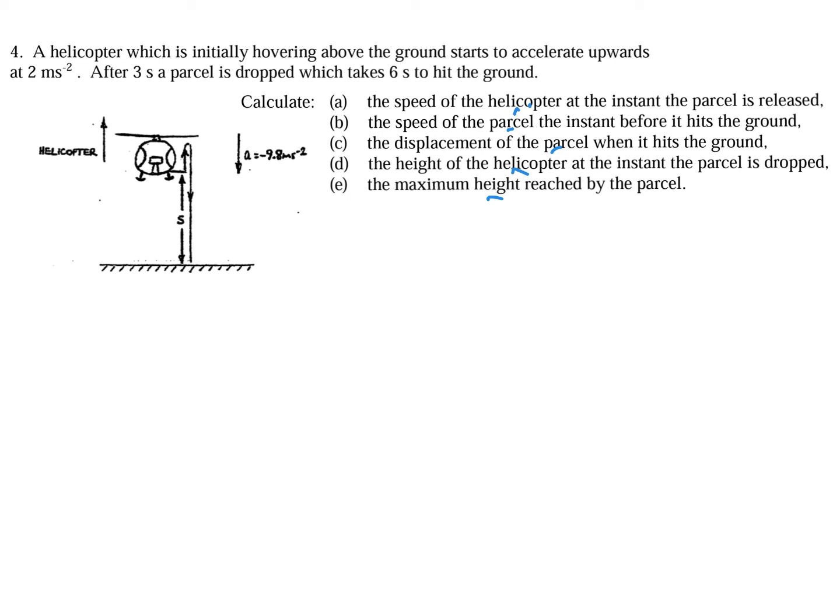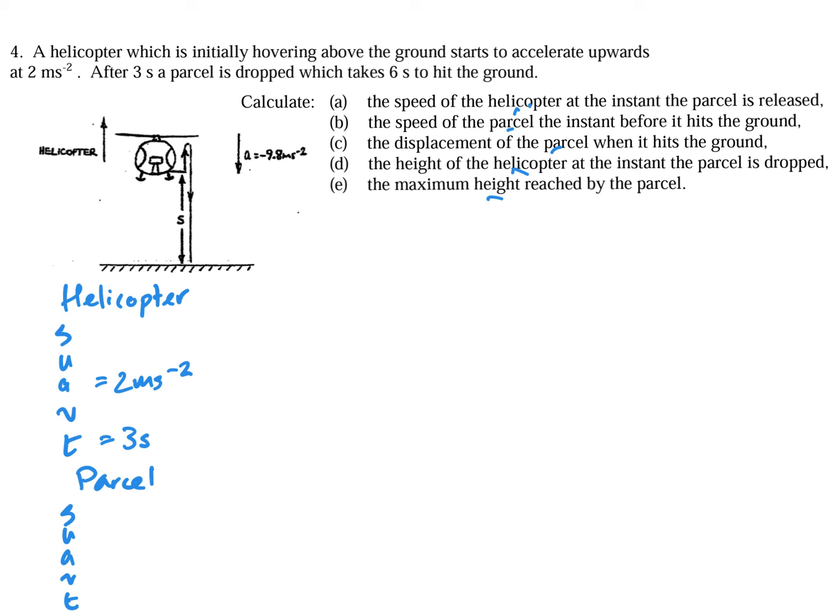So for the helicopter, I'm going to do s u v a t. I've got 2 objects, that's why I'm making a bit of space here. And the parcel, I'm going to do s u v a t. Just about fitting in. So a helicopter, initially hovering above the ground, starts to accelerate upwards at 2 metres per second squared. So the acceleration of the helicopter is 2 metres per second squared. After 3 seconds, so that's after 3 seconds of the helicopter accelerating, so that applies to that.